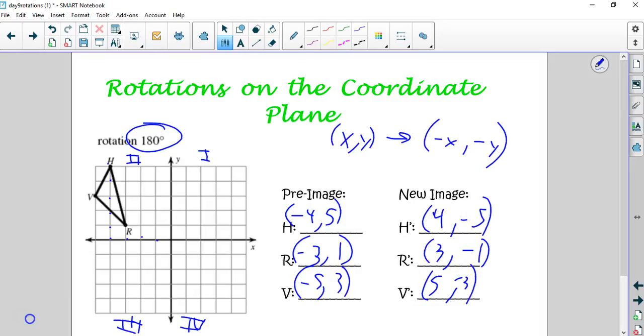So when I do that, it's going to end up down in the 4th quadrant. So I go 1, 2, 3, 4, -5. There's my H prime. R prime is at 3, -1. And V prime is at 5, -3. So this just spun around 180 degrees.